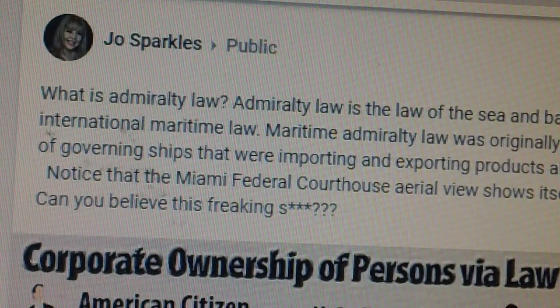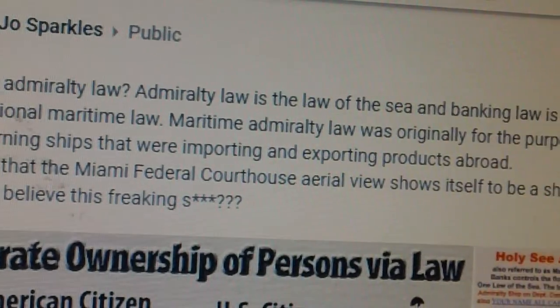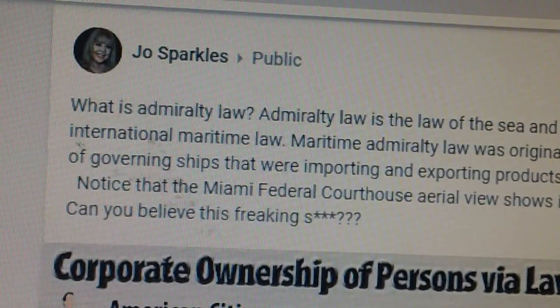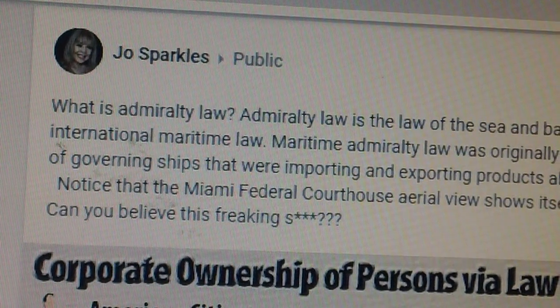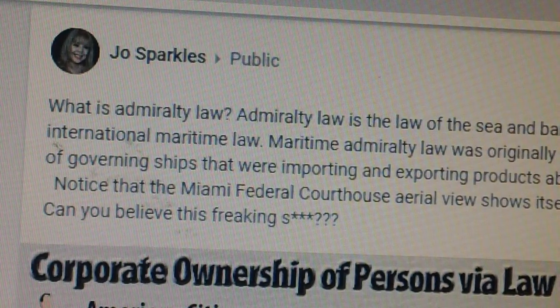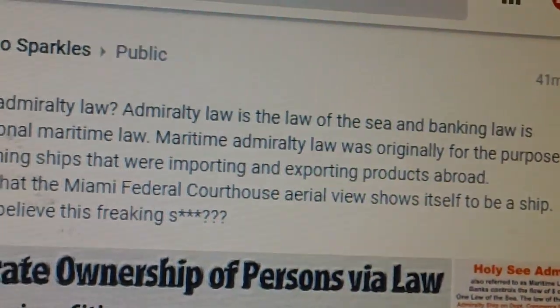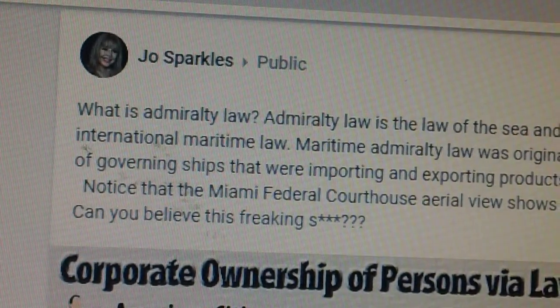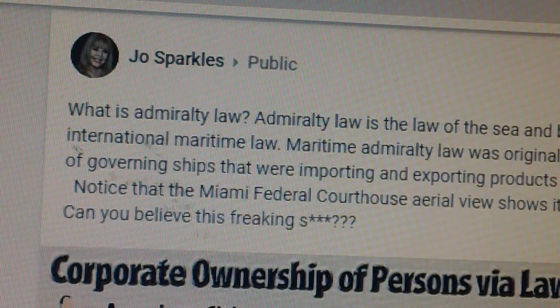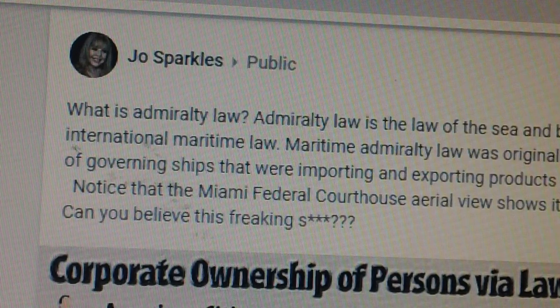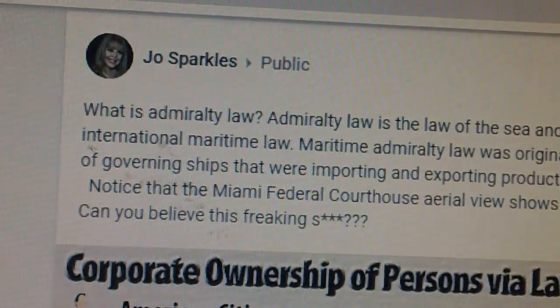What is Admiralty law? Admiralty law is the law of the sea, and the banking law is international maritime law. Maritime Admiralty law, which was originally for the purpose of governing ships that were importing and exporting products abroad. Notice that the Miami Federal Courthouse aerial view shows itself to be a ship.